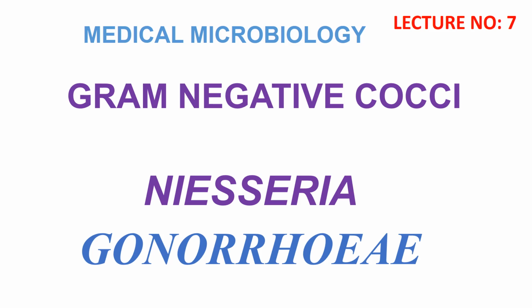Bismillahirrahmanirrahim. In this lecture, we will discuss the gram-negative cocci, Neisseria gonorrhoeae. Neisseria is a genus named after the scientist Albert Neisser, and gonorrhea literally means the flow of the seed. Gonorrhea is a sexually transmitted disease. It is the second leading cause of sexually transmitted disease after chlamydia.